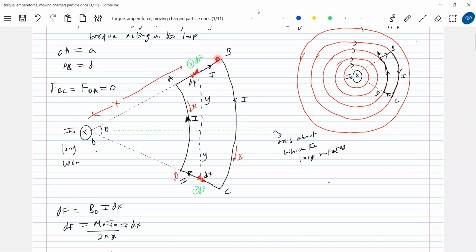If you calculate the total force acting on the segment AB, then what are you going to write for y? Because different elements are at different distances. I think that's not a correct approach here. So what we do is, the torque set up by these small elements about the axis, first we'll calculate. Then we'll integrate, we'll get the total torque.